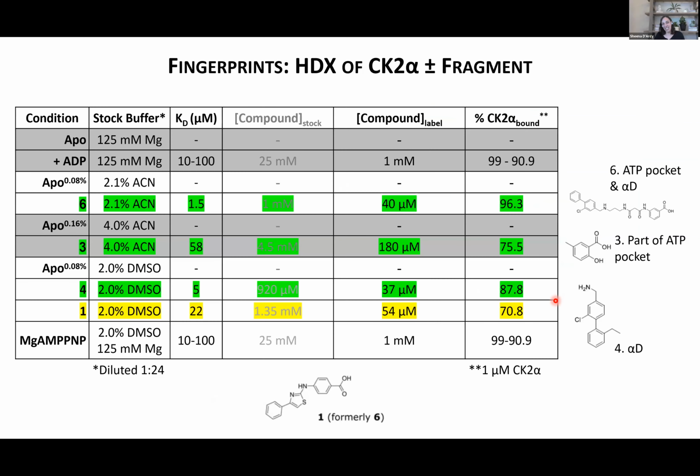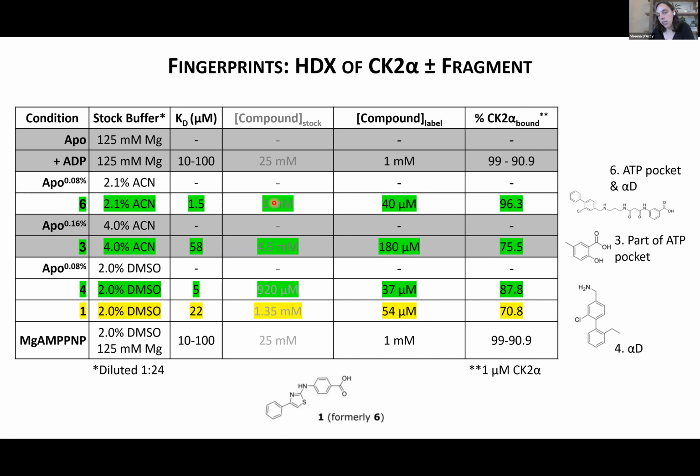So what did we actually do? We did a series of HDX experiments where we looked at CK2 alpha alone, and we compared its exchange to CK2 alpha with a fragment. Now, rather than just doing the fragment of interest, so that's this one highlighted here in yellow, this molecule 1, we did 3 other molecules. And the motivation was that we were going to get fingerprints of CK2 alpha that could be used to identify future binders.